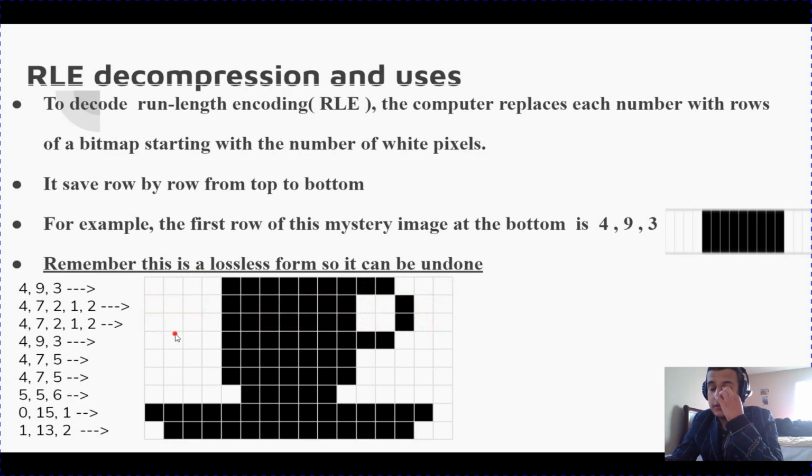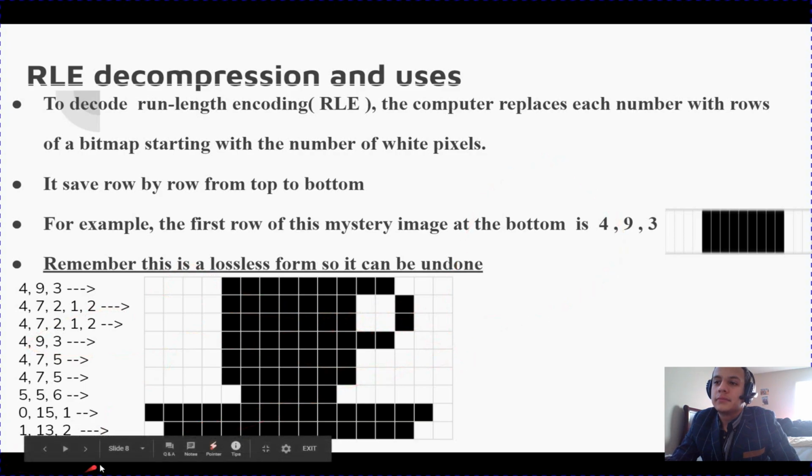You can kind of see more correlations here and here. Like this one has 0 white pixels and then 15 black pixels and a white pixel. And remember, these always start with white pixels.